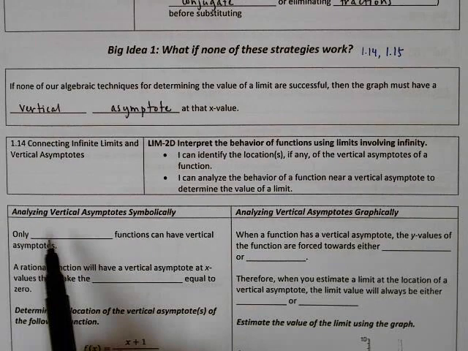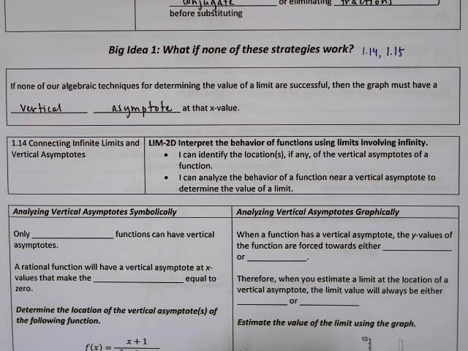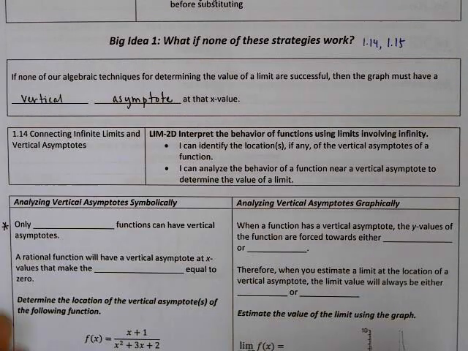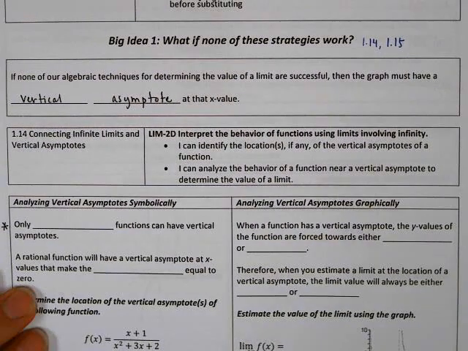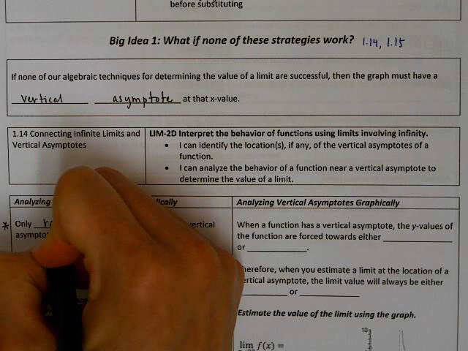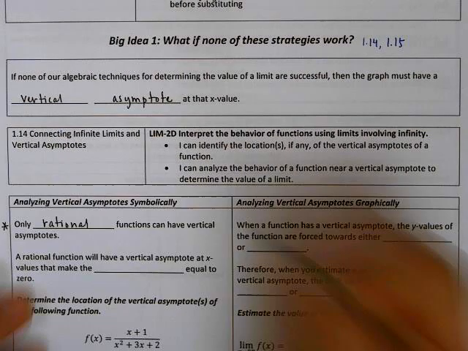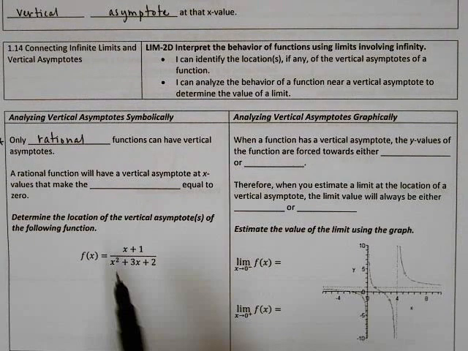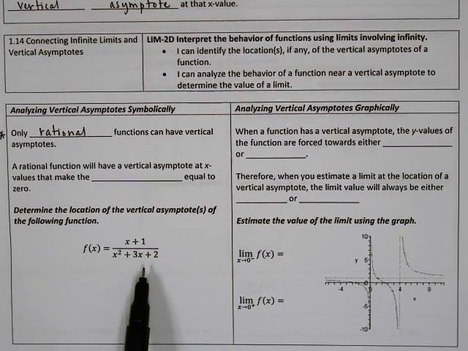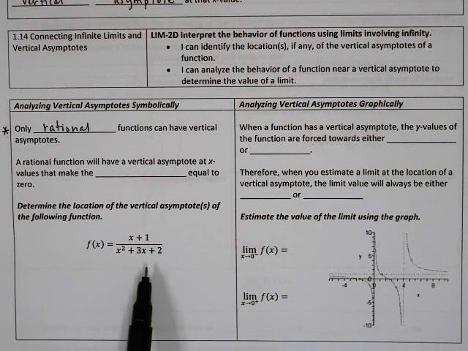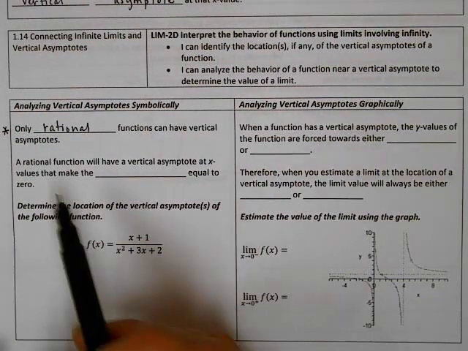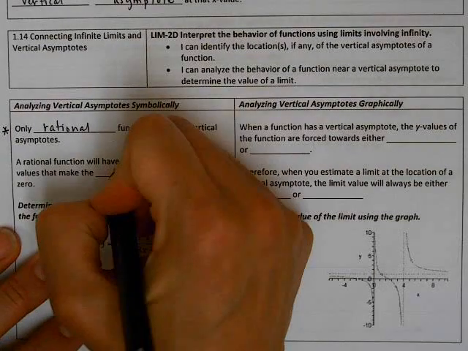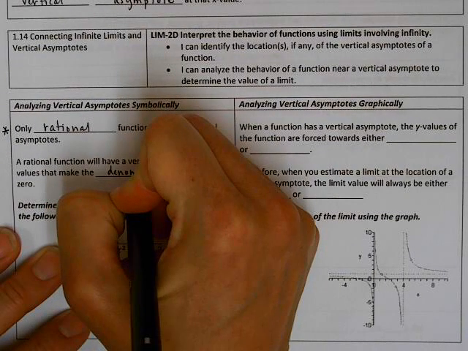So when we're analyzing vertical asymptotes symbolically or algebraically, the important thing to really make sure we understand is that only rational functions can have vertical asymptotes. And when we talk about rational functions, we mean functions like this that are written as a function, or as a fraction. That's a rational function. So a rational function will have a vertical asymptote at x values that make the denominator equal to 0.